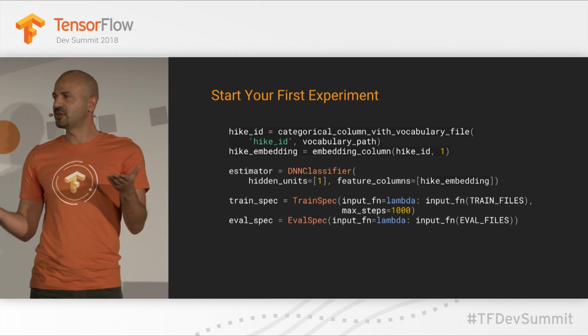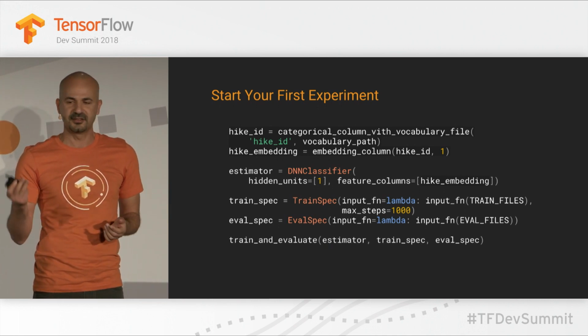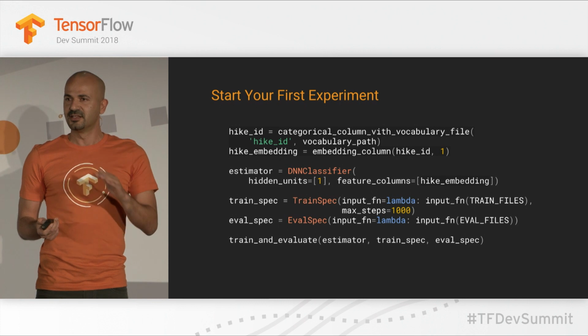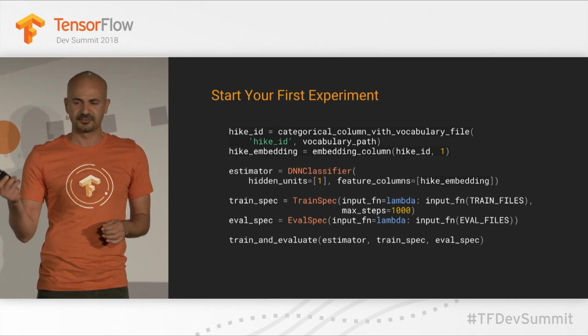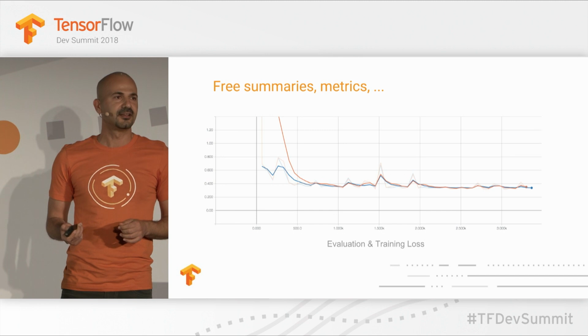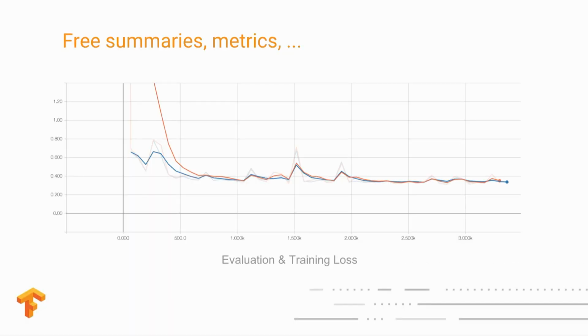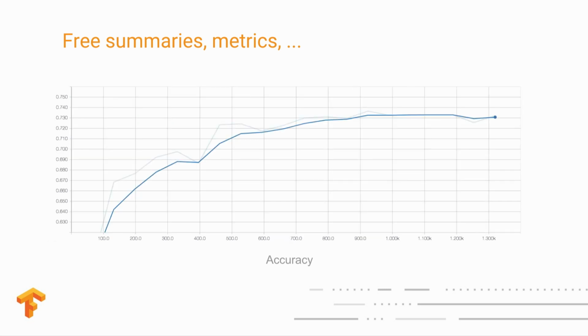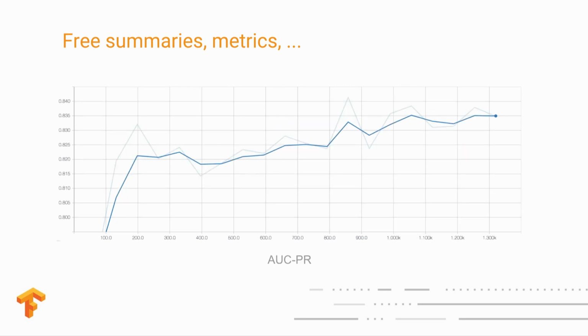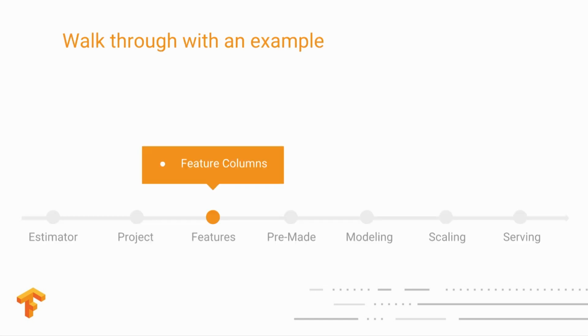You need to say what your evaluation data is and what your training data is. Then you can call train and evaluate. Just by this, a couple of lines of code, you should be able to experiment, and you can see the results on TensorBoard. For example, you can see training and evaluation loss, or how the accuracy metric is moving. Since this is a classification problem, you will see the accuracy metric. And since this is a binary classification, you will see area under curve for precision recall. So all of these things are free and ready to be used.